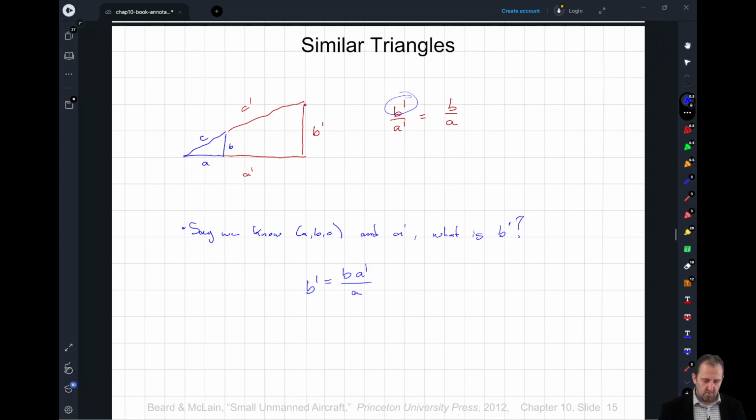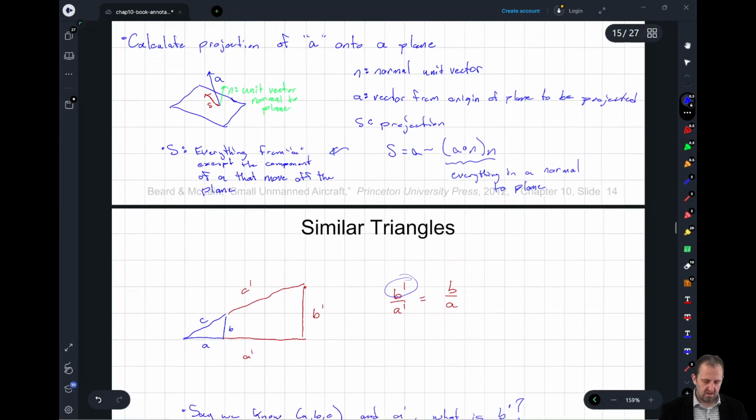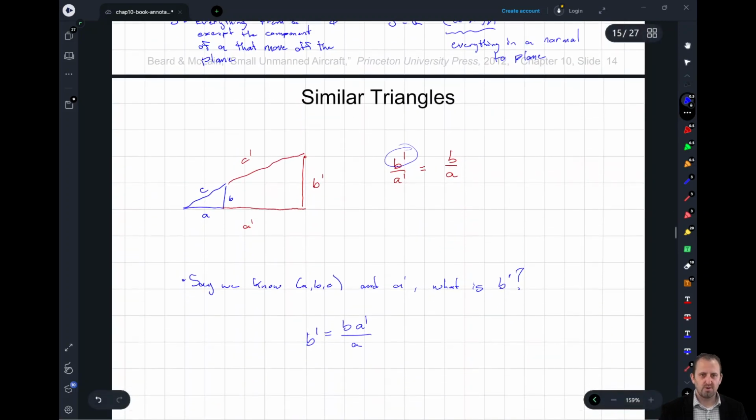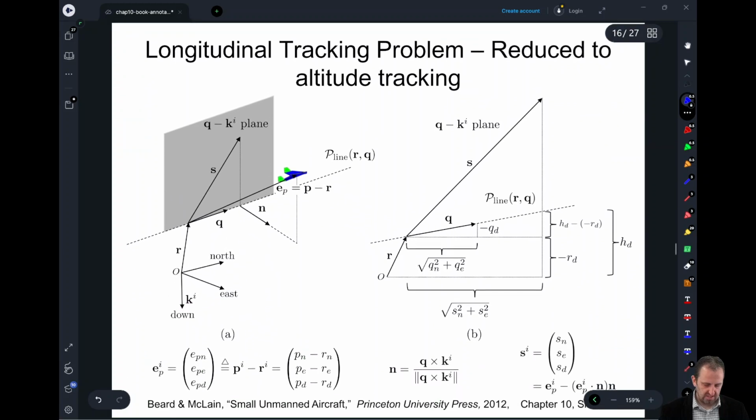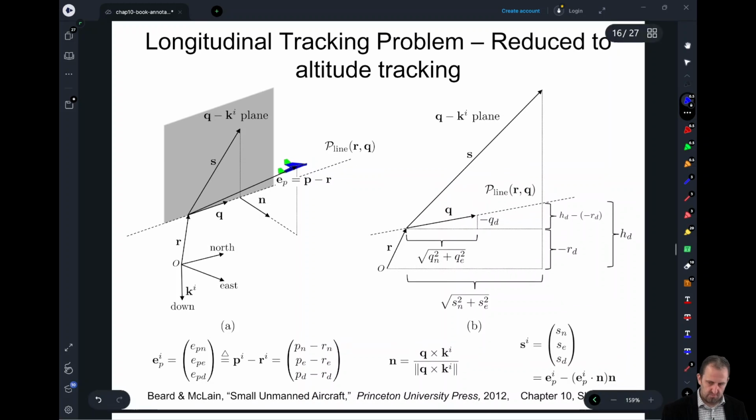Excellent. So we have two fundamental concepts. Now let's go use them. Just wanted to review that geometry for you. Okay, so now we're working on our longitudinal controller, meaning that we're trying to converge to the vertical component. Okay, so let's go through and define everything.